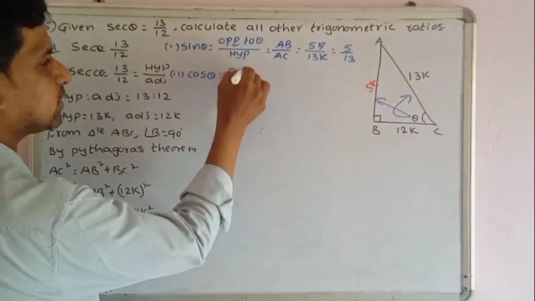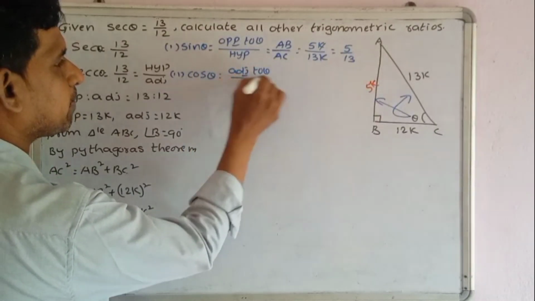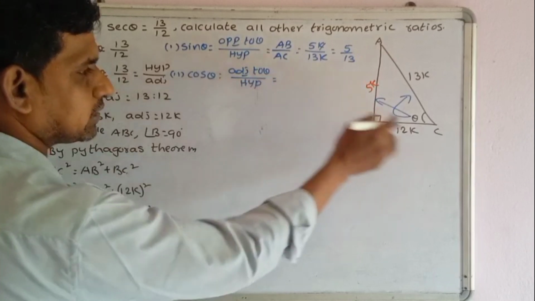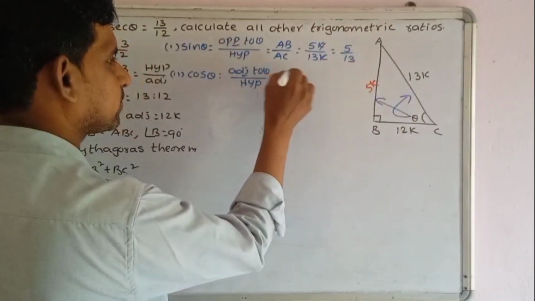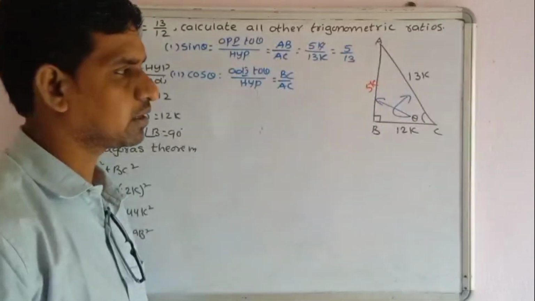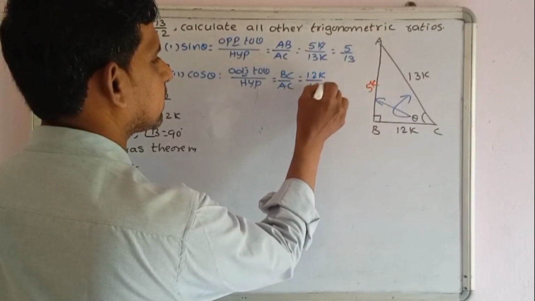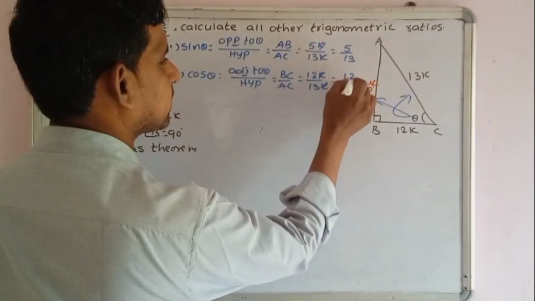Okay. Next, second trigonometric ratio is cos theta. Cos theta is side adjacent to theta by hypotenuse. Adjacent to theta is BC. Hypotenuse is AC. BC value how much? 12k. AC value 13k. So k gets cancelled, 12 by 13.